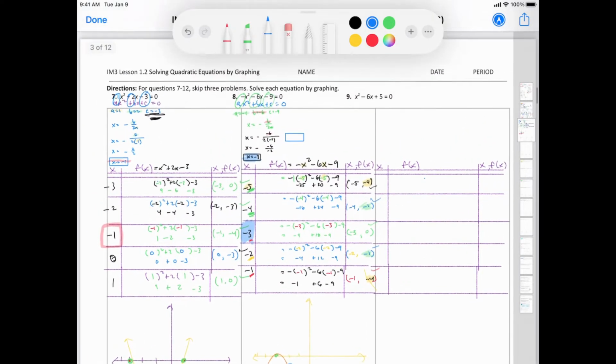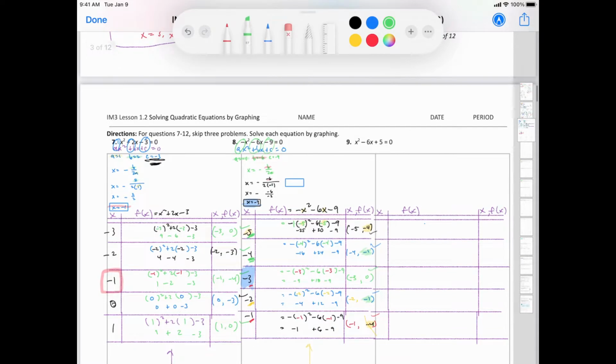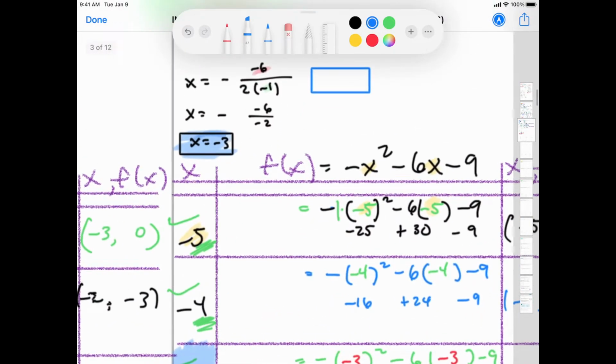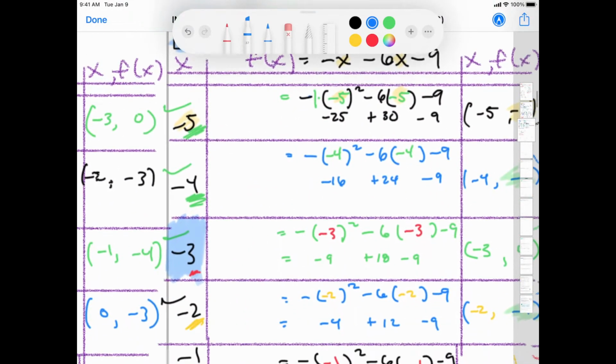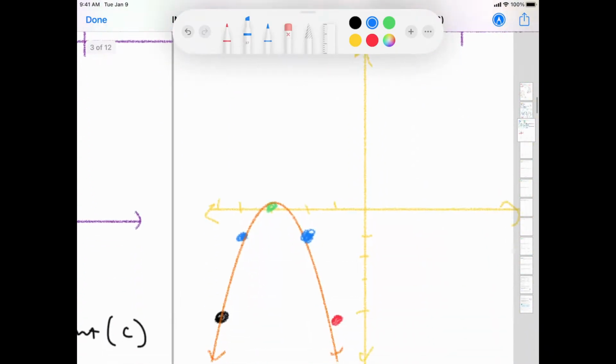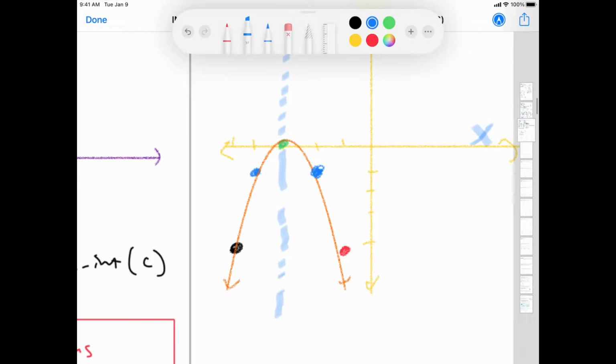I want to point out something. We haven't done this quite a bit, but you know, we said the axis of symmetry is negative 3. Take a look at this. X equals negative 3, that's the x-axis, so this is negative 3. And this dotted line is the axis of symmetry. It's a mirror.